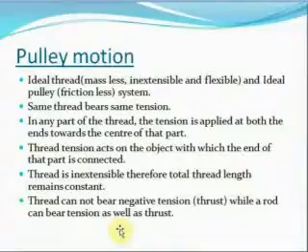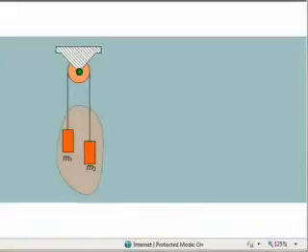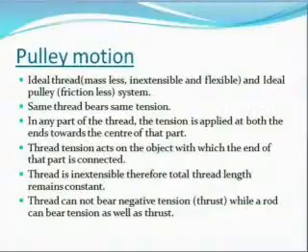The thread tension acts on the object with which the end of that part is connected. So in this pulley system we have two objects, M1 and M2, which are connected with the thread. So the tension T will act on both the objects. Now the thread is inextensible, so the total thread length remains constant. Also, the thread cannot bear negative tension, that is thrust, while the rod can bear tension as well as thrust.